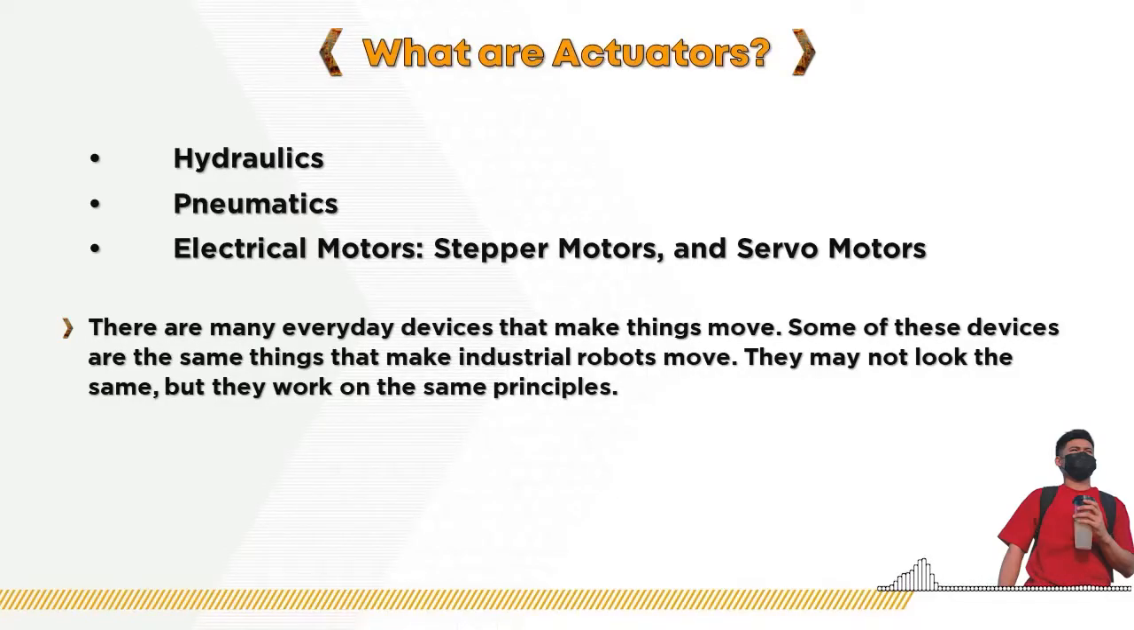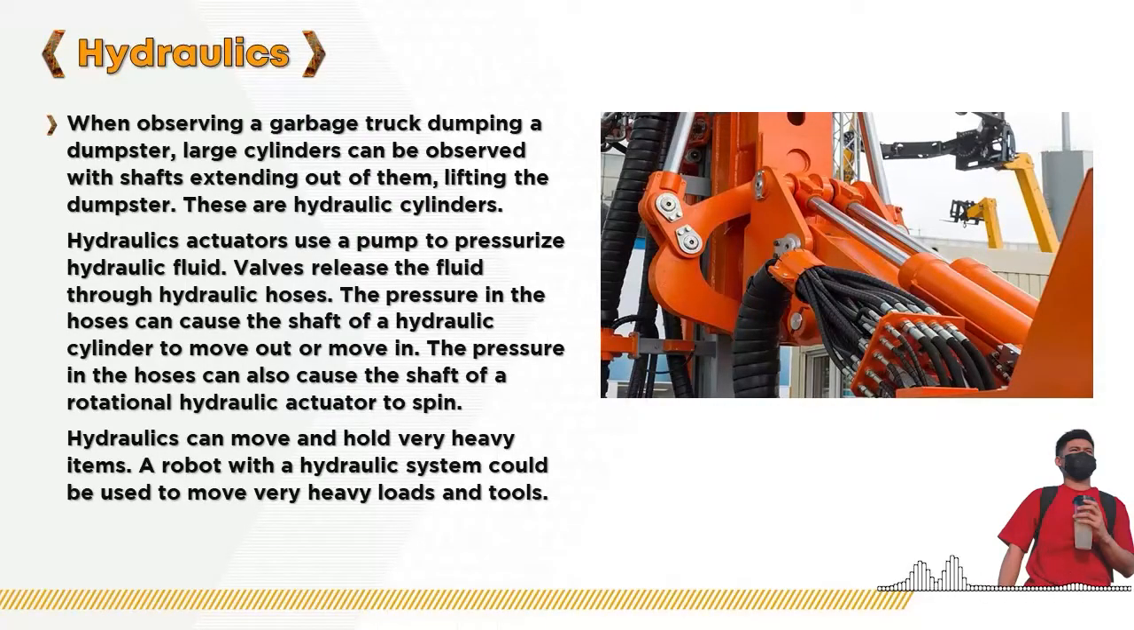There are many everyday devices that make things move. Some of these devices are the same things that make industrial robots move. They may not look the same, but they work on the same principles. So the first example is hydraulics. When observing a garbage truck dumping a dumpster, large cylinders can be observed with shafts extending out of them, lifting the dumpsters. These are hydraulic cylinders.